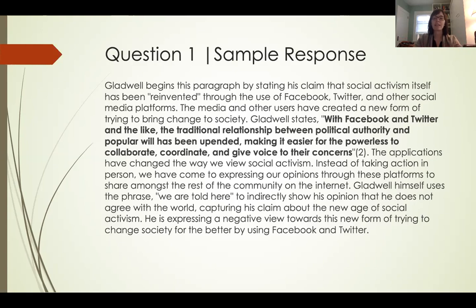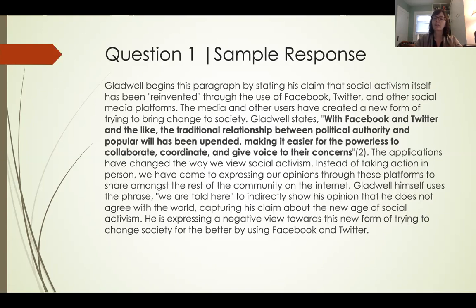And so Gladwell begins this paragraph by stating his claim that social activism itself has been reinvented through the use of Facebook, Twitter, and other social media platforms. The media and other users have created a new form of trying to bring change to society, or social activism, in other words. So Gladwell states, "With Facebook and Twitter and the like, the traditional relationship between political authority and popular will has been upended, making it easier for the powerless to collaborate, coordinate, and give voice to their concerns."